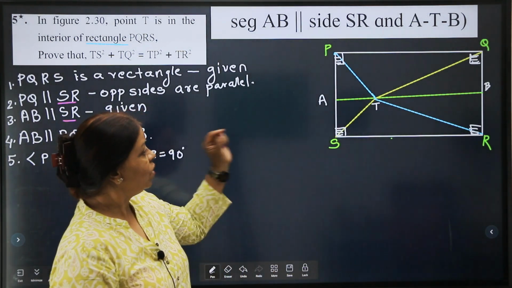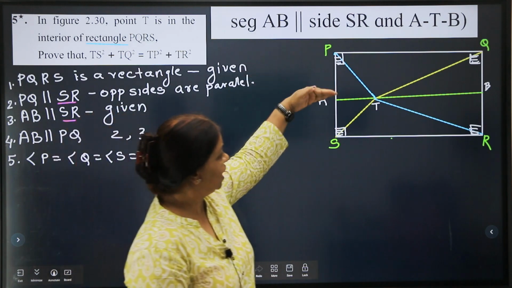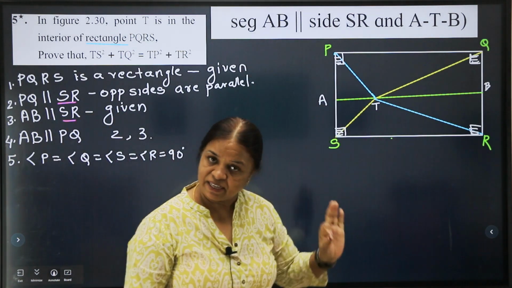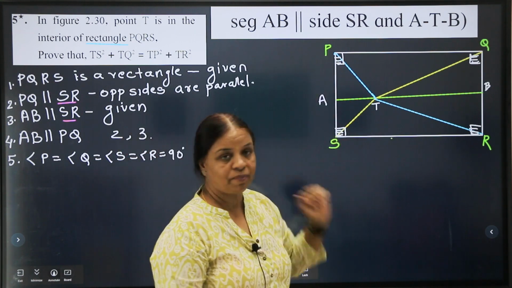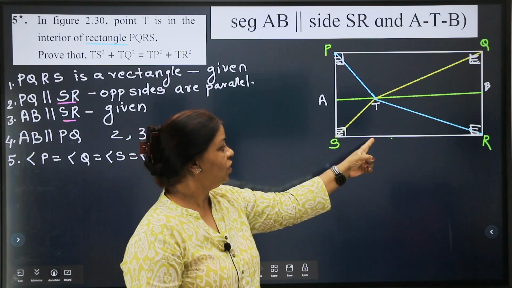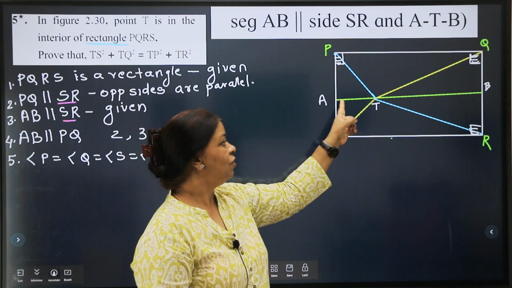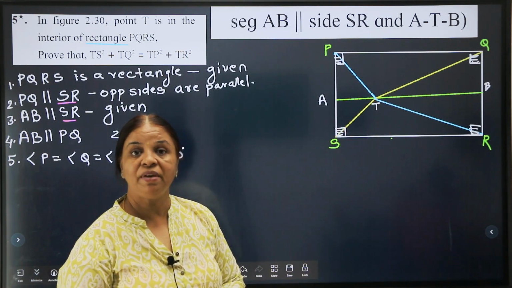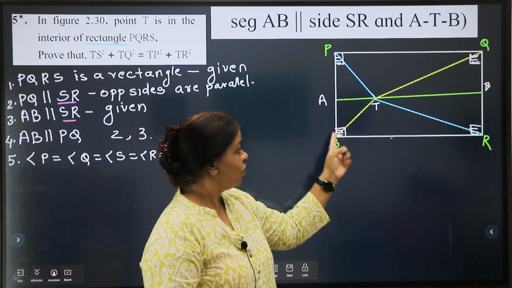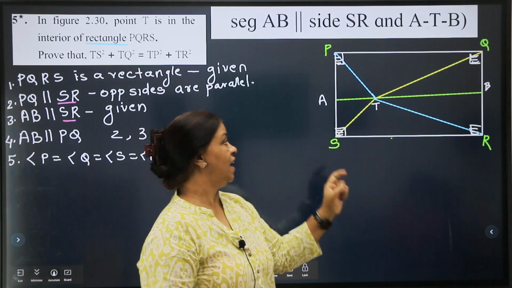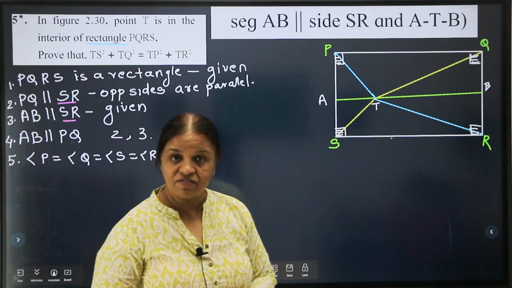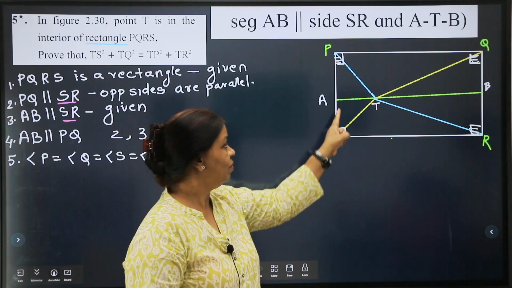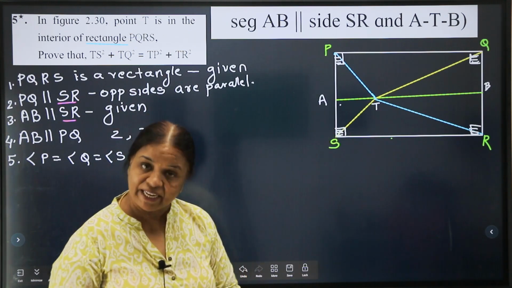Okay? And now what we proved? We proved that in a rectangle, each angle is 90 degree and opposite sides are parallel. And what we got here, this is 90 degree. We got AB is parallel to SR. So if AB is parallel to SR and AS is a transversal, then this angle plus this angle will be 180 degree.